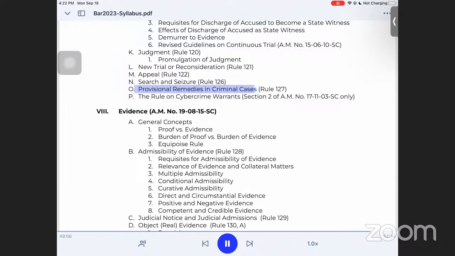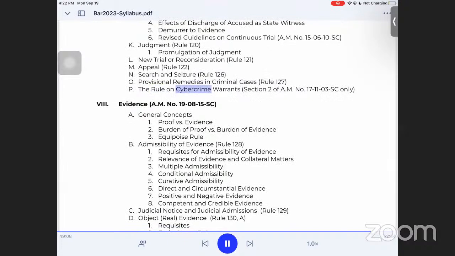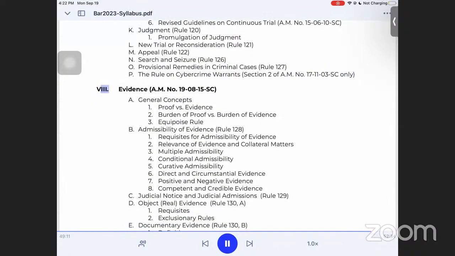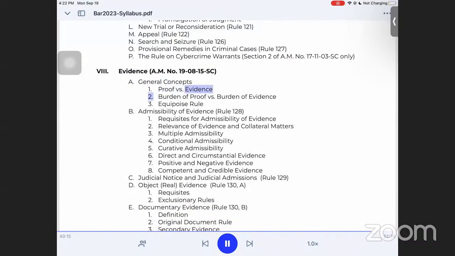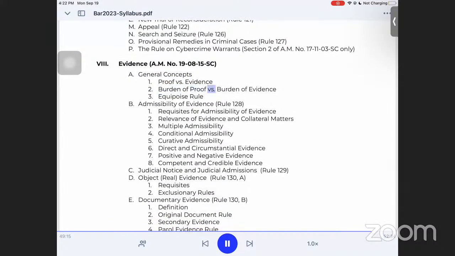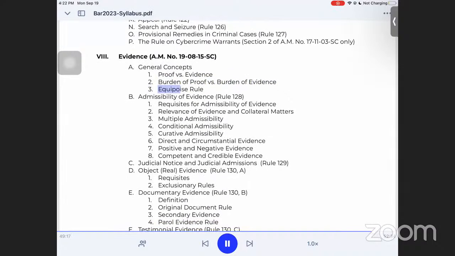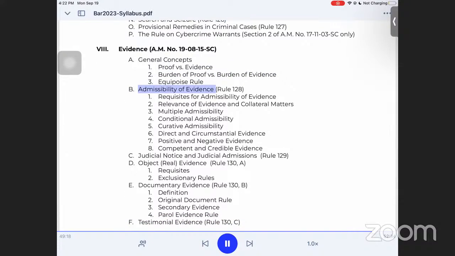P. The Rule on Cybercrime Warrants, Section N2 of A.M. Number 17-11-03-SC. V. Evidence, A.M. Number 19-08-15-SC. A. General Concepts: 1. Proof versus evidence; 2. Burden of proof versus burden of evidence; 3. Equipoise Rule. B. Admissibility of Evidence, Rule 128.